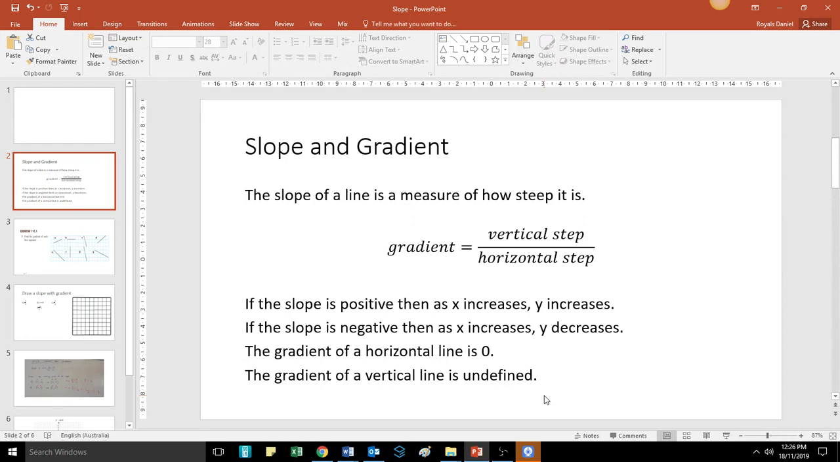So slope and gradient are two words that mean the same thing, and it is a measure of how steep a line is. So we can see our gradient is equal to the vertical step, which is our change in y, over the horizontal step, which is our change in x. And then we've got some descriptions about different properties of lines for you to have a look at.